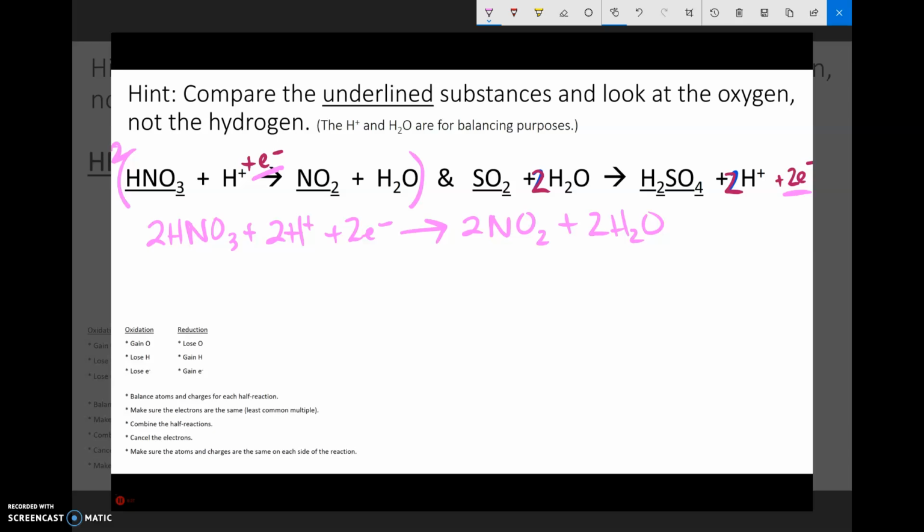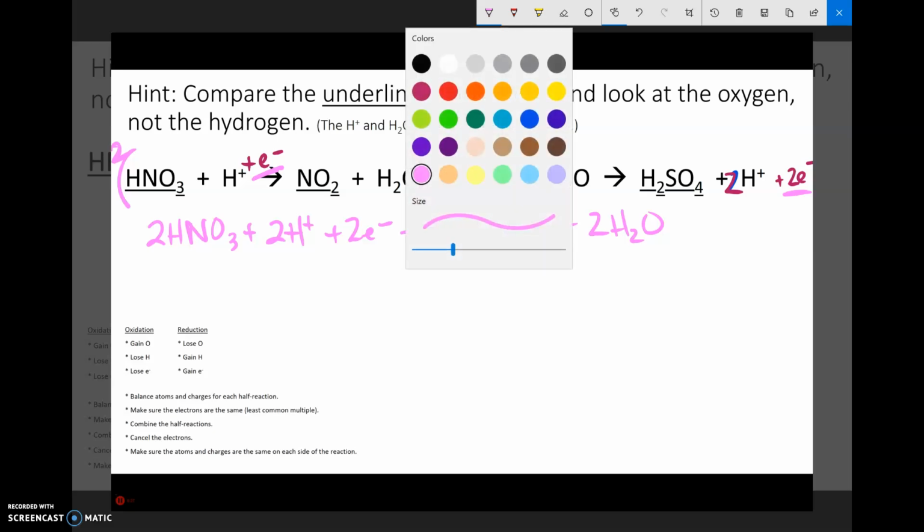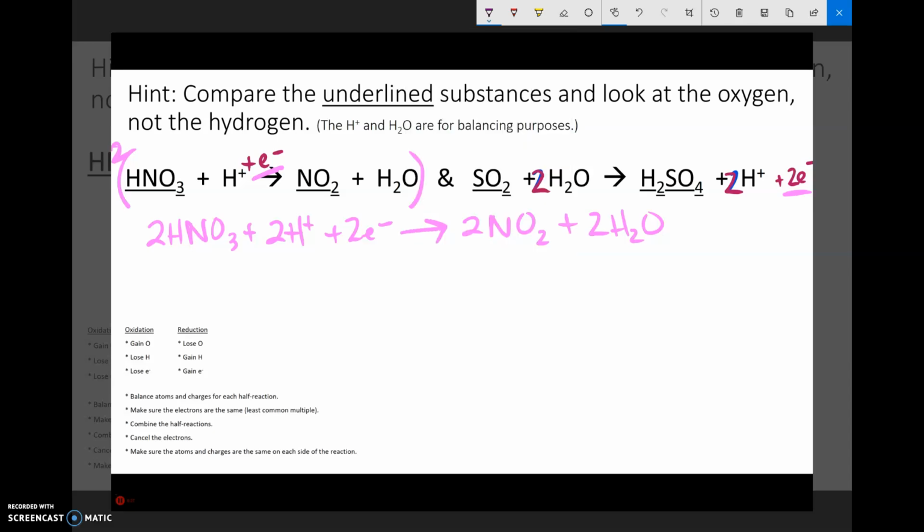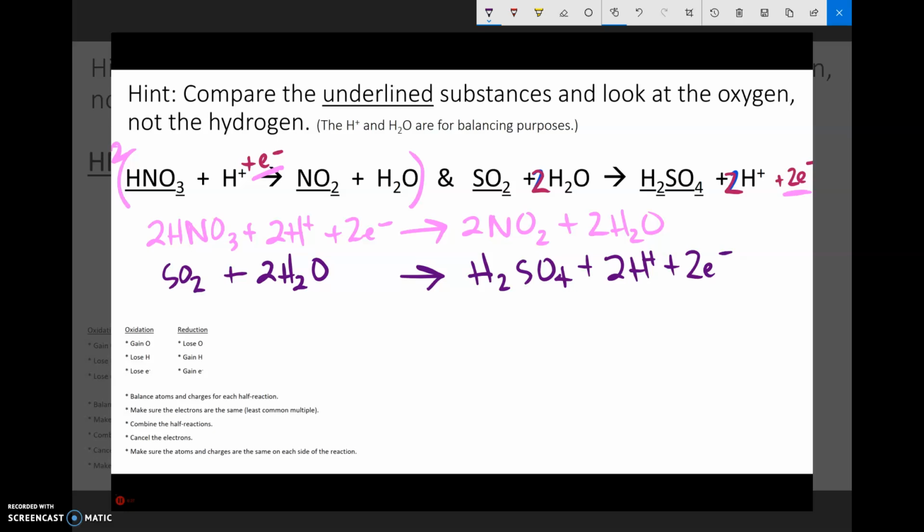Okay, now I'm going to rewrite the oxidation half reaction underneath the reduction, and we're going to be able to cancel things out. So I'm going to stick my arrow here. We have SO2 plus 2H2O, and that's going to go to H2SO4 plus 2 hydrogen ions plus 2 electrons.